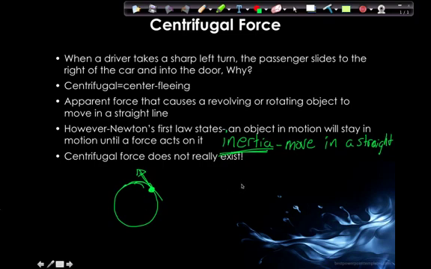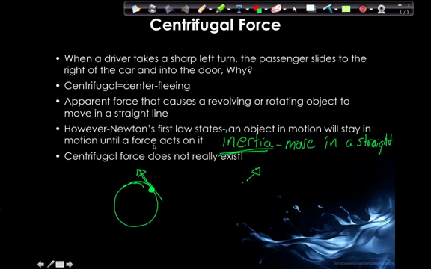So as the car moves in that circular path, and you go in to hit the passenger door, well, you want to keep moving straight. The car is going to pull you in a circular path. However, you're still moving straight, so you're going to hit the car door. The car door is going to push back on you and keep you moving in that circular path.